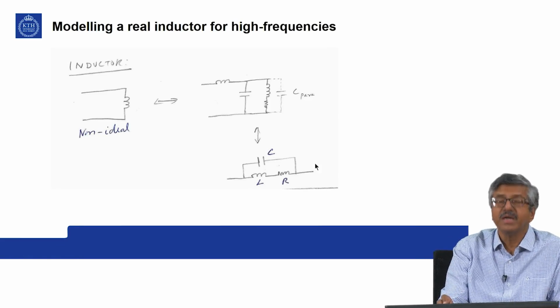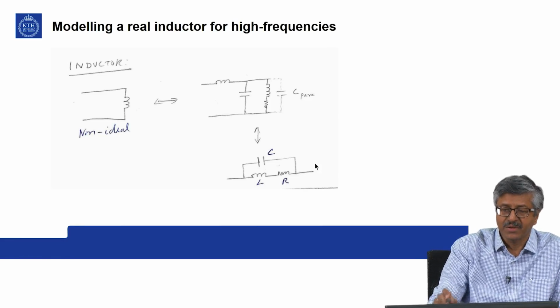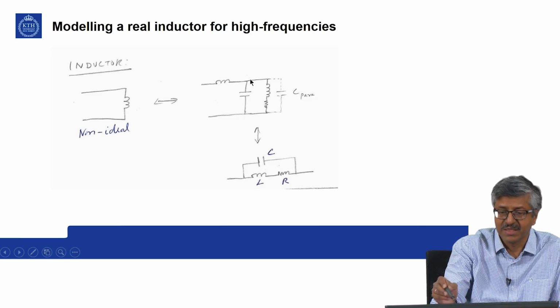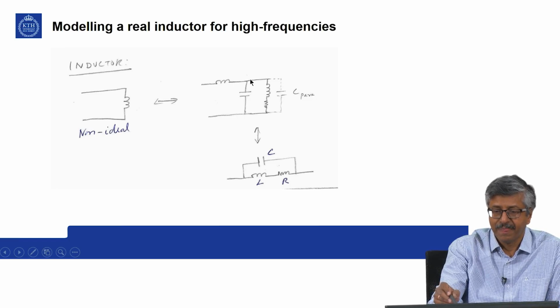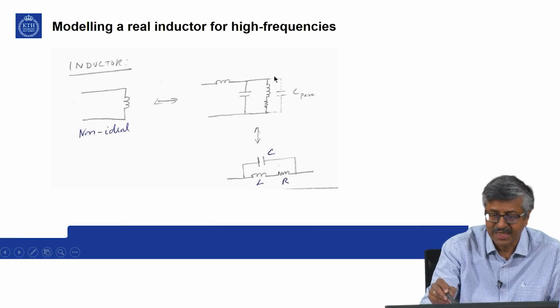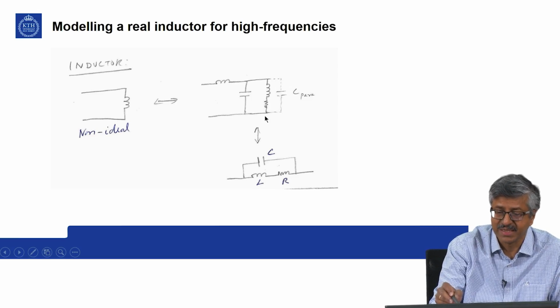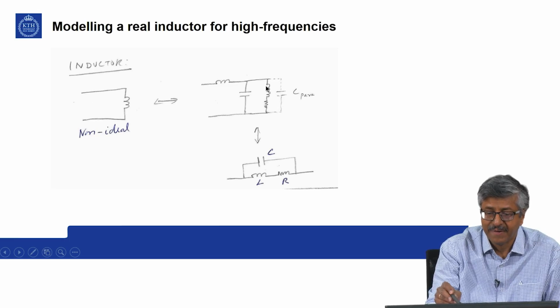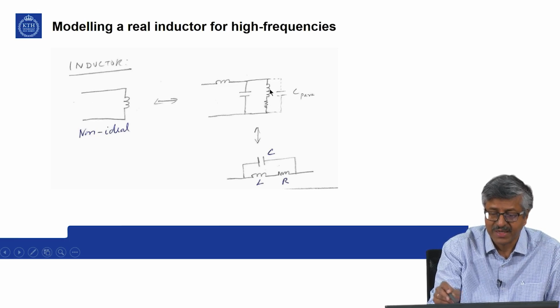So we again model this ideal inductor. You have a lead, you can have some resistance, then the inductor and capacitance. From the inductance winding, you can have some resistance also, and a parasitic capacitance across the inductor turns, if it is a wound inductor, or across the internal terminals of the inductor.